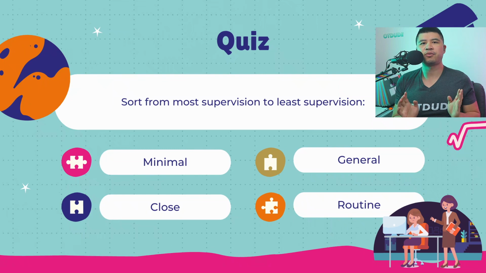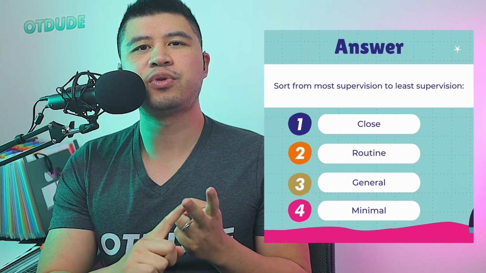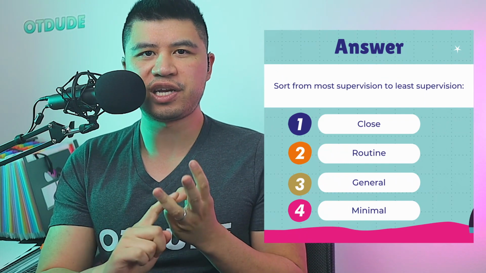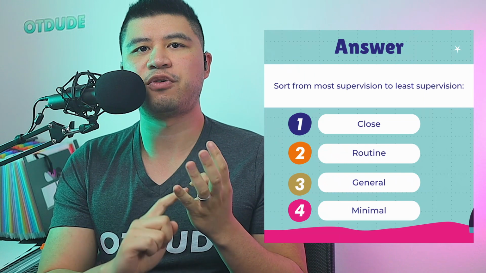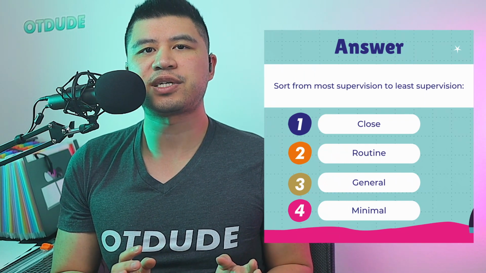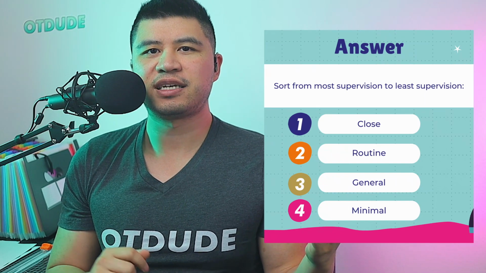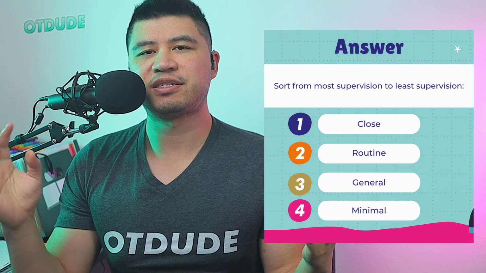The correct order from most supervision to least supervision is 1. Close supervision, 2. Routine supervision, 3. General supervision, and last 4. Minimal supervision. To remember this, most of the terms actually make sense. Close as well, close. Minimal makes sense too. It's the least amount of supervision.